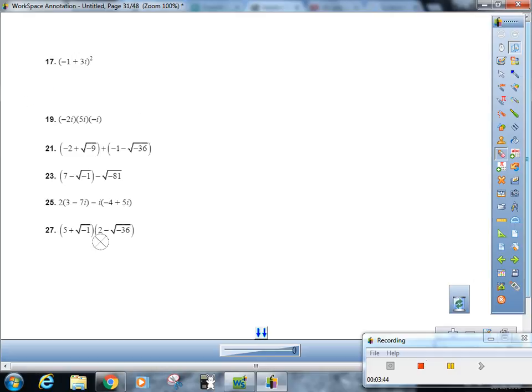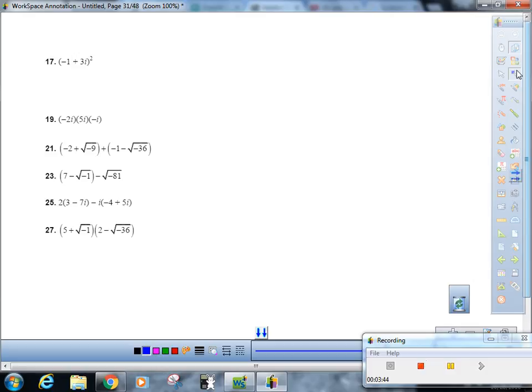All right, on to number 17. What does it mean to square something? That's right, multiply it by itself. So we're going to rewrite that as, and now this one is just like the last one. Okay, FOIL it. Negative 1 times negative 1 is positive 1. Negative 1 times 3i is minus 3i, minus 3i, plus 9i squared. Do you see how I got that? I'm moving kind of fast now.